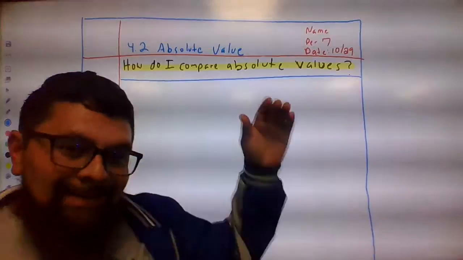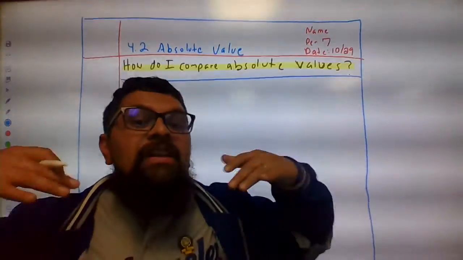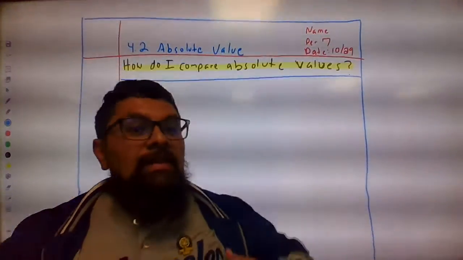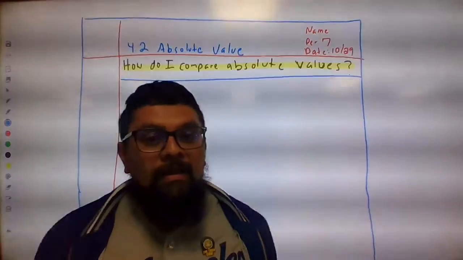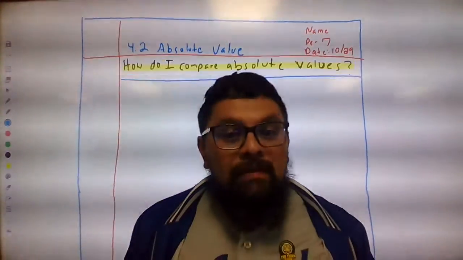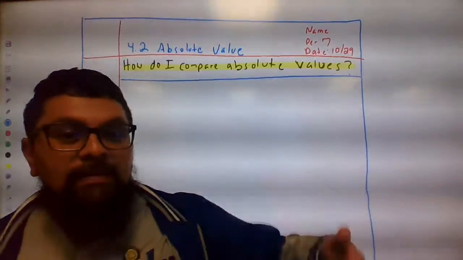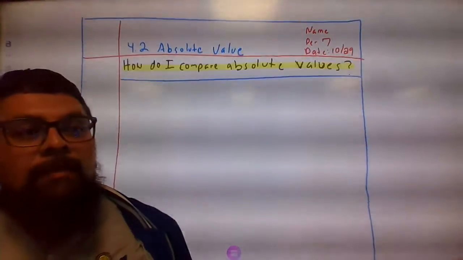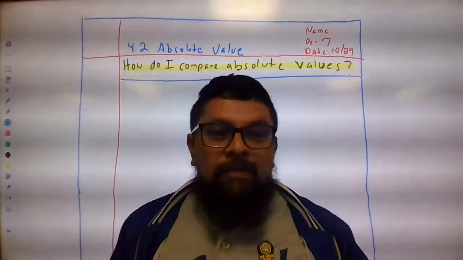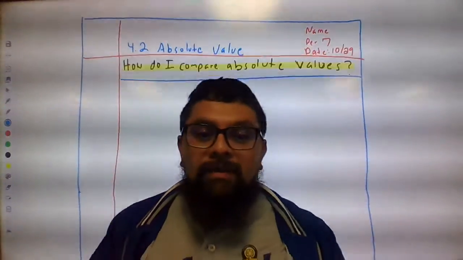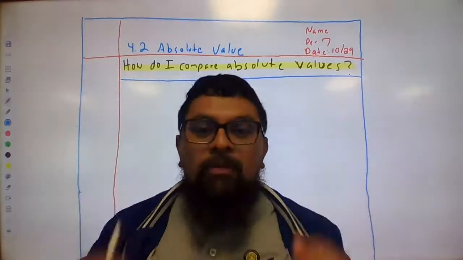So on the last lesson, we actually looked at the definition of absolute value. And the definition of absolute value is what? It's the distance of a number from zero, right? The distance of it. We also looked at the symbol for absolute value. The symbol is the two bars, right? The two bars in the middle of a number.